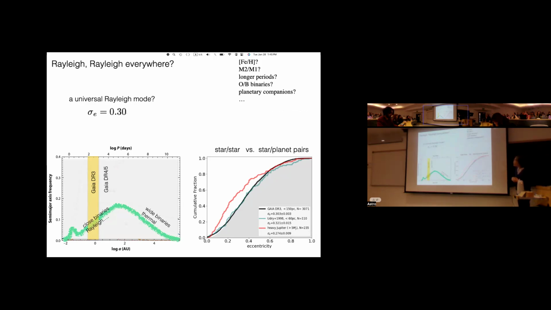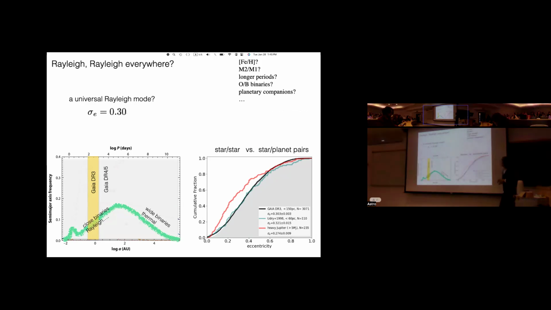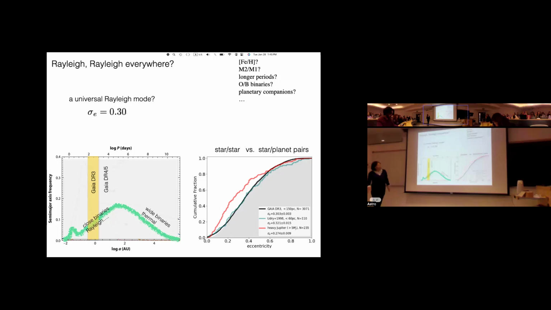So we tried this for many different possibilities. For example, we also like to understand how this Rayleigh mode depends on the metallicity. Abigail is doing something on that. How it depends on the periods of the binaries. How it depends on mass ratios.